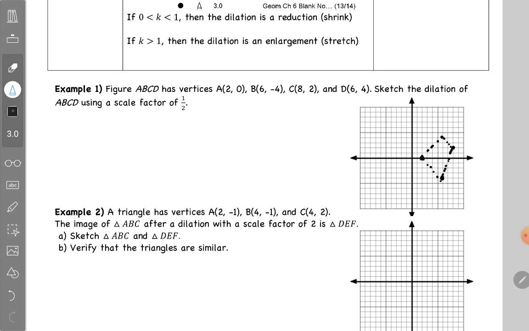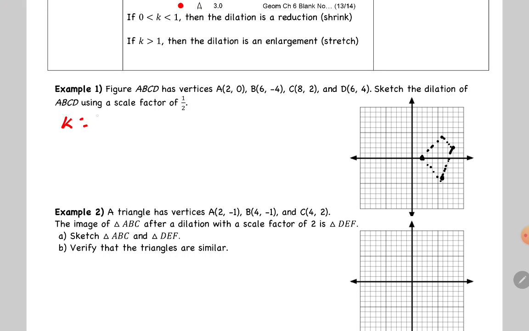And then I'm going to go ahead and change colors. Sketch the dilation of ABCD using a scale factor of 1/2. So our scale factor k is 1/2, so we're going to change all our (x, y) values and take 1/2.